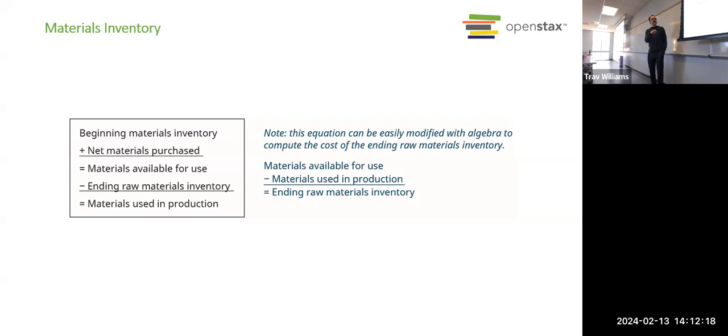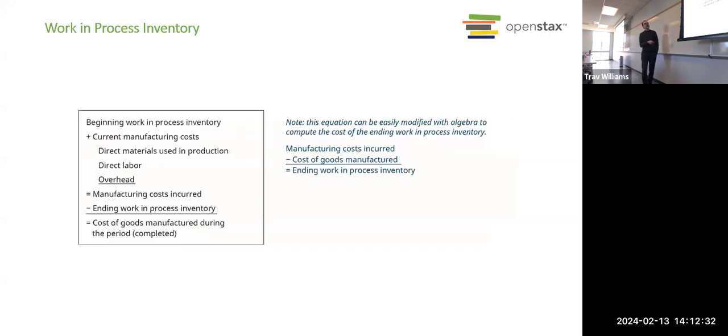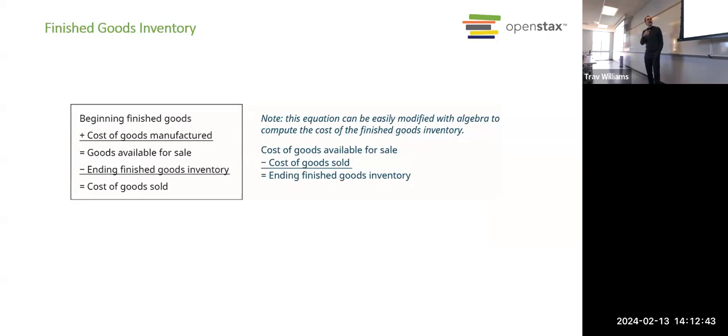This minus this equals that, but this minus this equals that. It works both ways. And there will be exercises and problems where you'll need to figure that out. And we see the same thing applies for work in process inventory. You can flip around. You can say manufacturing costs incurred minus cost of goods manufactured tells you ending work in process inventory. And you can also do it for finished goods. Okay. Any questions there?